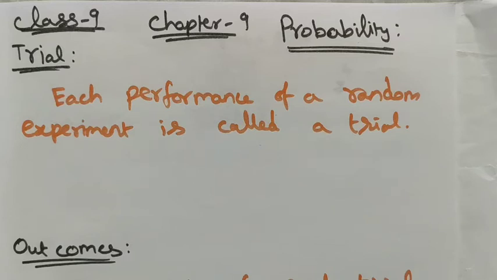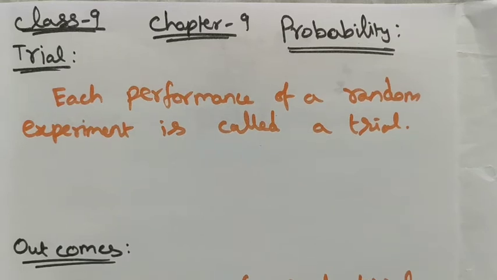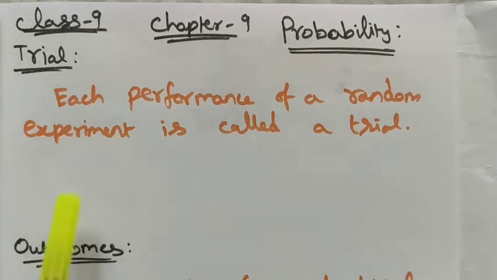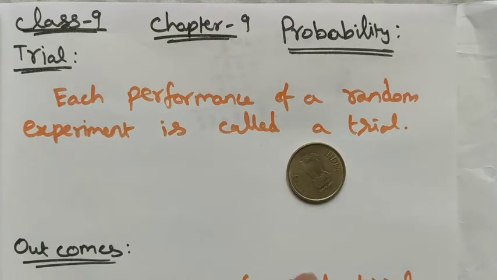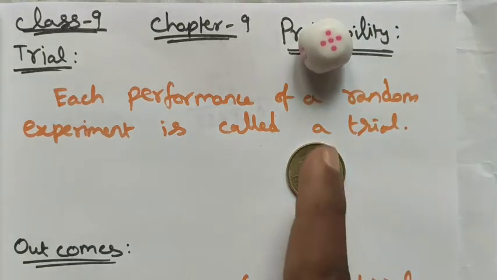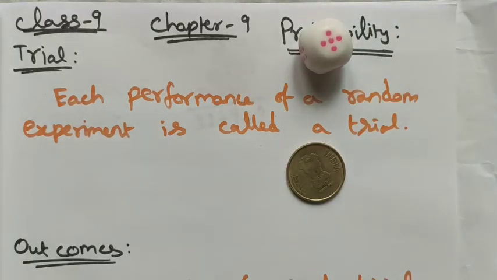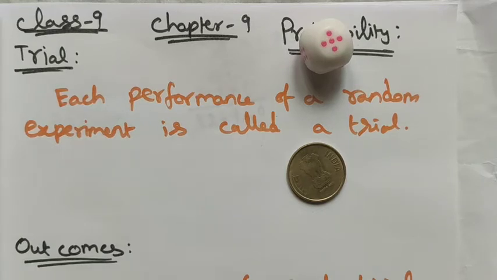Class 9, Chapter 9, Probability. Here we are going to see about trials. A trial: each performance of a random experiment is called a trial. Each performance means once I flip a coin, that each outcome is called a trial. Or once I throw a dice, each outcome is called a trial. Otherwise, we can say performing an experiment once is called a trial.